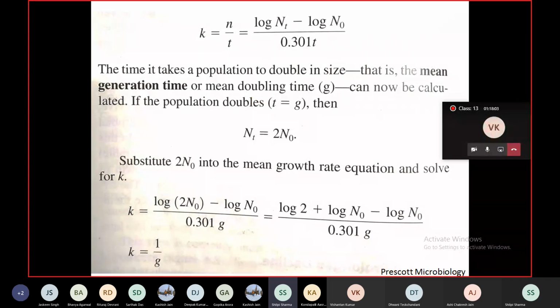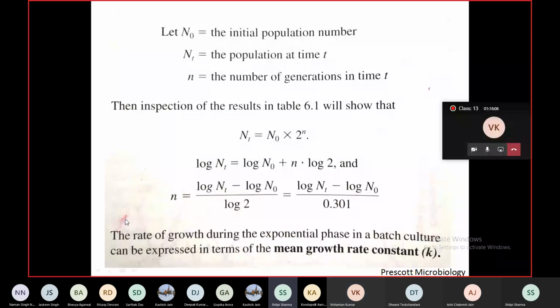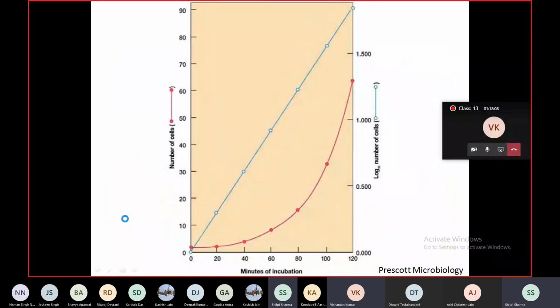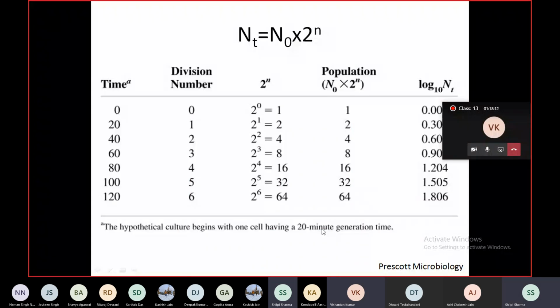Ma'am, what exactly is the VBNC stage like? I didn't get it. What was the full form of VBNC? Viable but not culturable. Viable but not culturable.